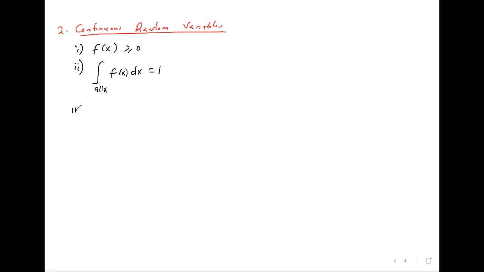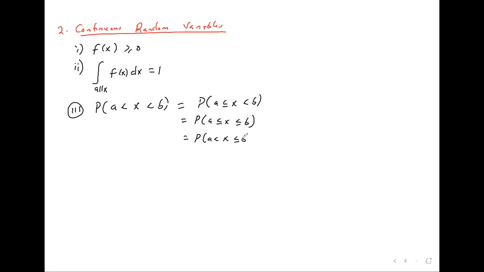And so when we say find the probability that a is less than x, which is less than b, this will be the same as saying find the probability that a is less or equal to x, which is less than b. It will be the same as saying the probability that a is less or equal to x, less or equal to b, which will be the same as saying the probability of a less than x, less or equal to b. Same. It's different from discrete. For discrete, if it's less, it means something different from less or equal. For continuous, they mean the same, because you're integrating.